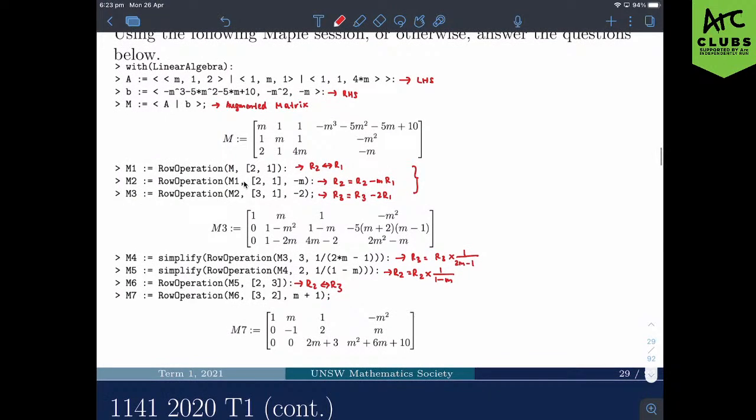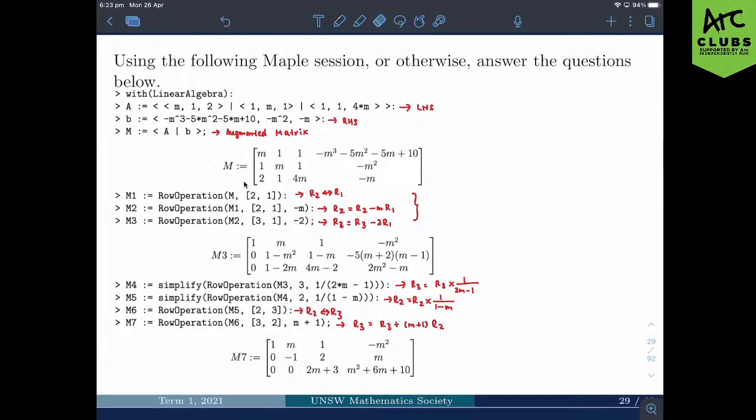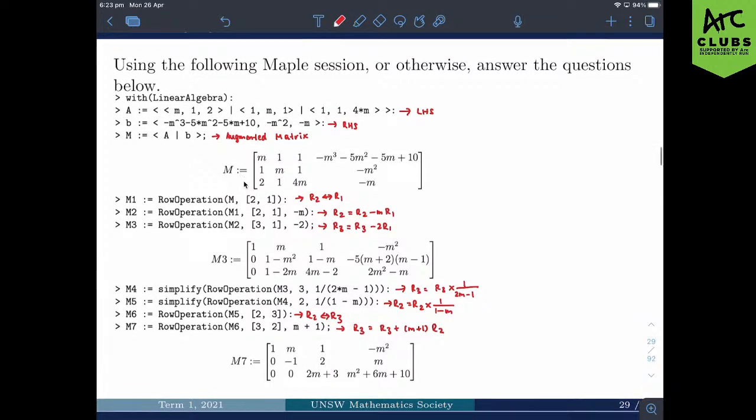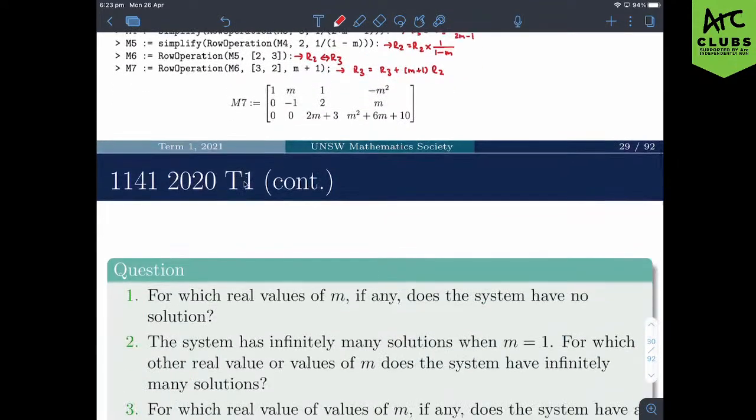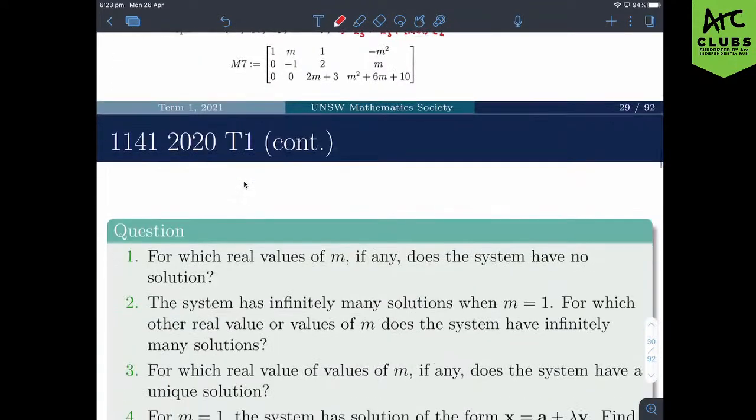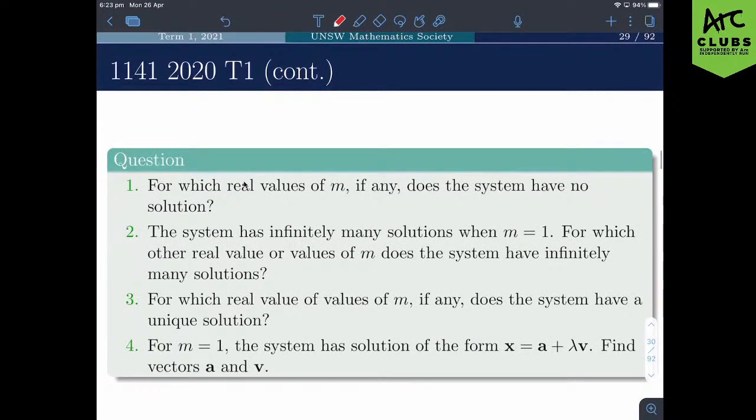And then finally, we're adding m plus 1 times R2 to R3 based on what we sussed out from before. So use your deduction skills to suss out what all of these row operations mean, and you'll be fine. So next, let's actually move on to the questions.